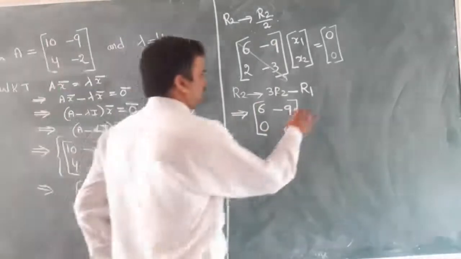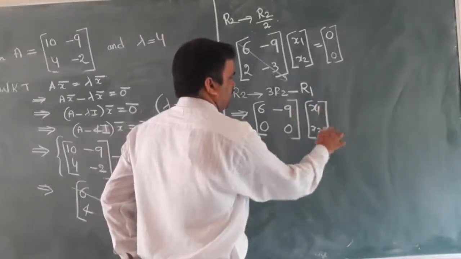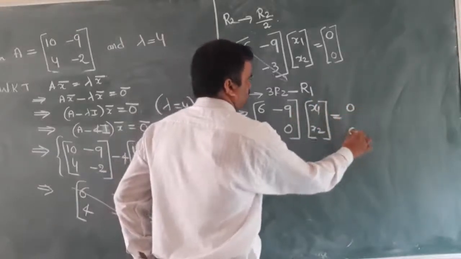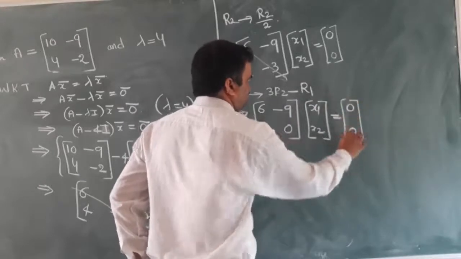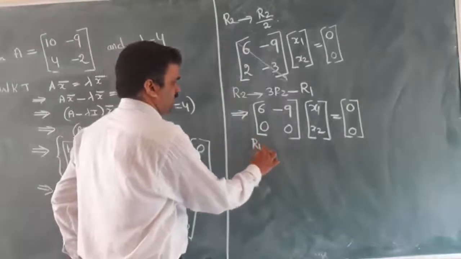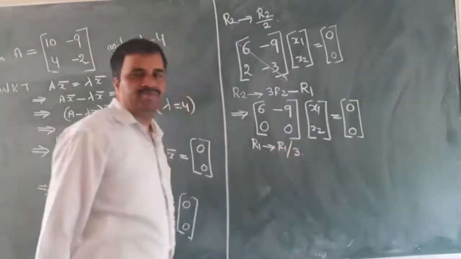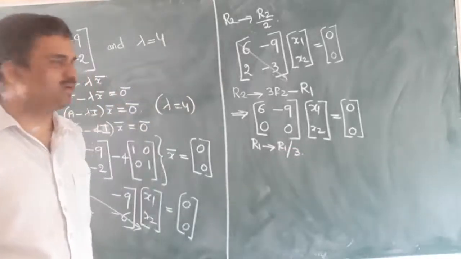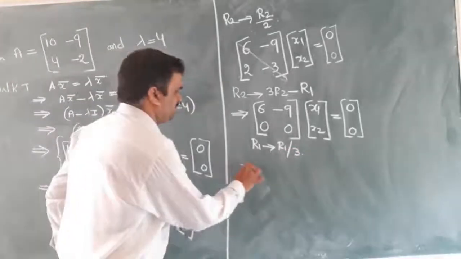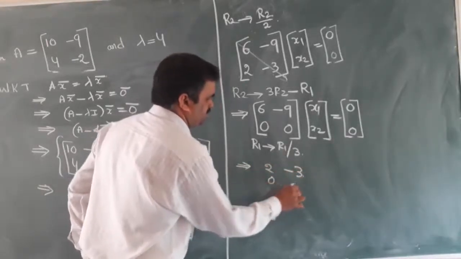x1, x2 equal to 0, 0. The first row I can still simplify and reduce. R1 implies R1 by 3. Come on, simplify. 3 into 6 is 2, 3 into 9 is 3. So 2, minus 3, 0, 0.